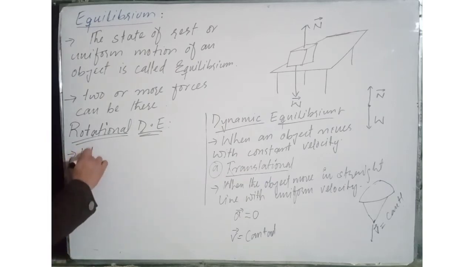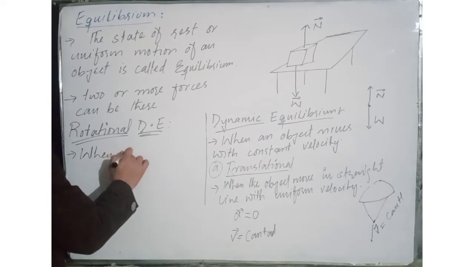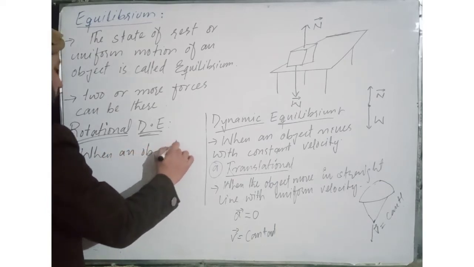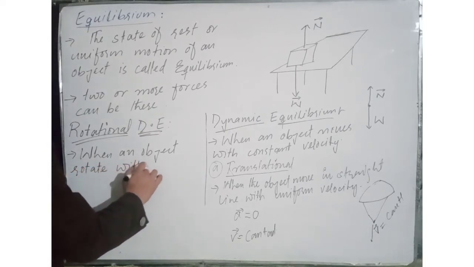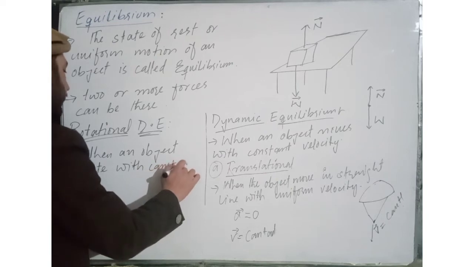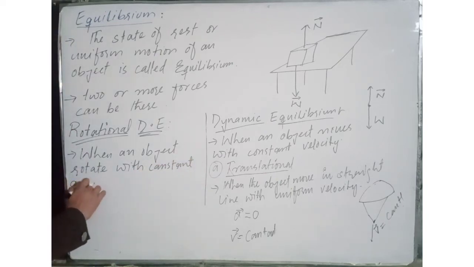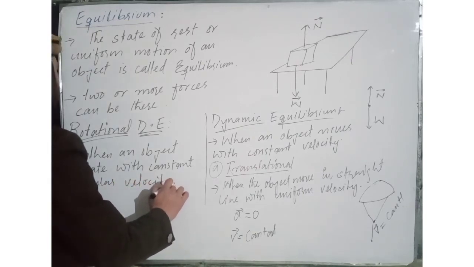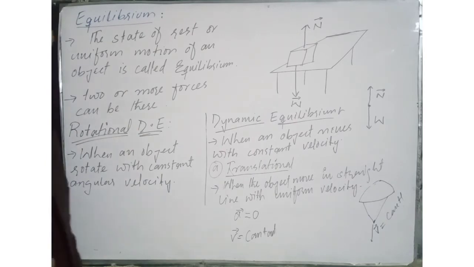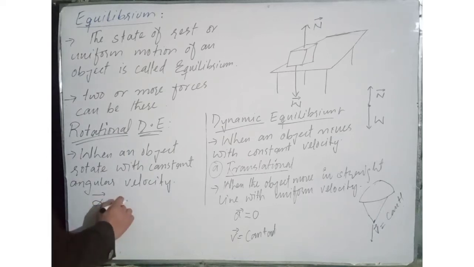So when an object rotates with constant angular velocity, such an equilibrium will be known as rotational dynamic equilibrium, right? But here in this case, the angular acceleration that we represent with alpha, the net angular acceleration, has to be zero.